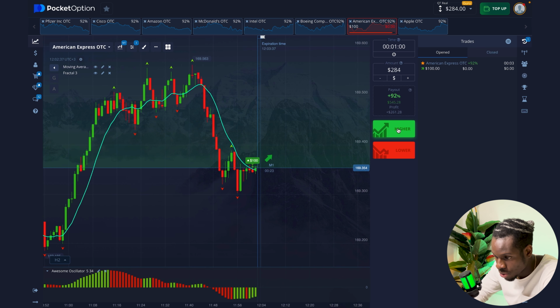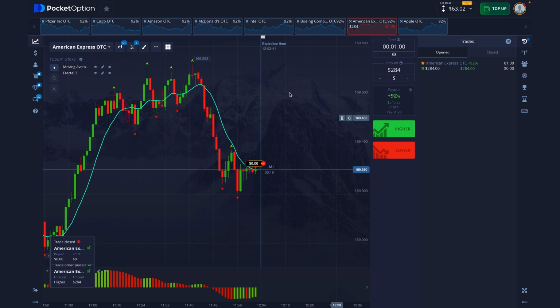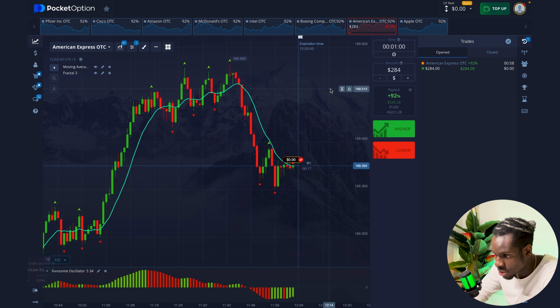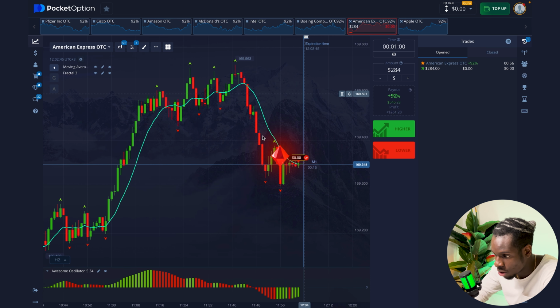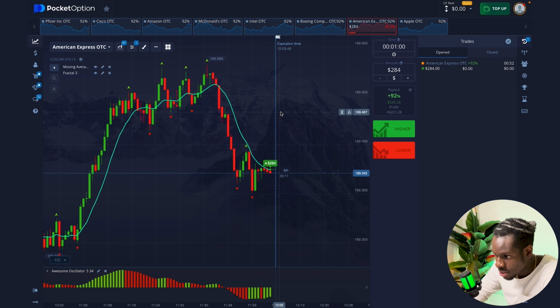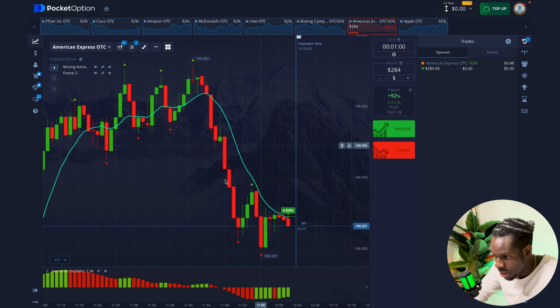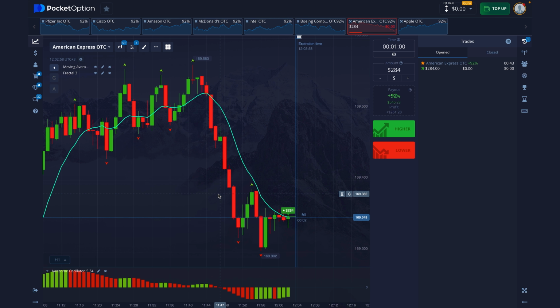Okay, guys, I'm gonna open with the full of my balance. Okay, guys, so I just opened another trade with the full of my balance. I believe the price will break upward. There is like a flat dynamic, but I believe the price is gonna break upward. Let's see how this one ends, guys.